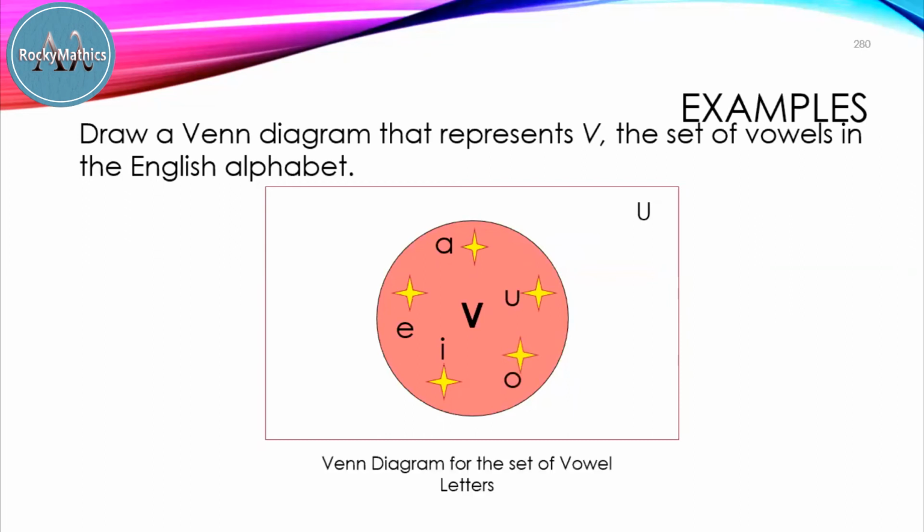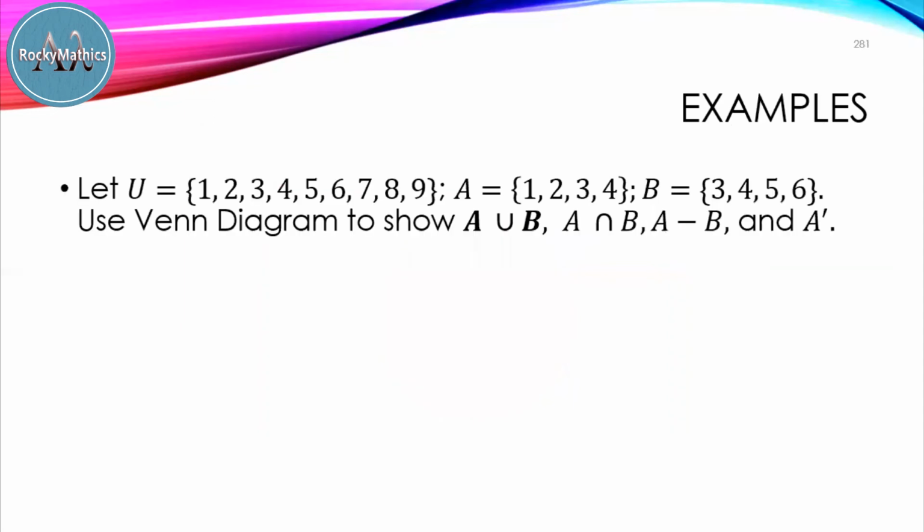Another example, suppose we are given these sets. We have the universal set U, which is the set of 1, 2, 3, 4, 5, 6, 7, 8, and 9. And we have set A, which consists of 1, 2, 3, and 4. Set B is equal to the set of 3, 4, 5, and 6. Now use a Venn diagram to show A union B, A intersection B, A minus B, and A prime.